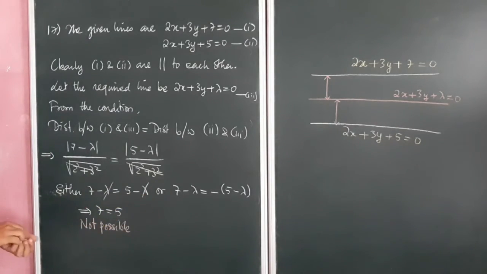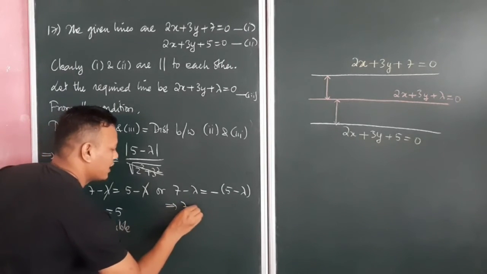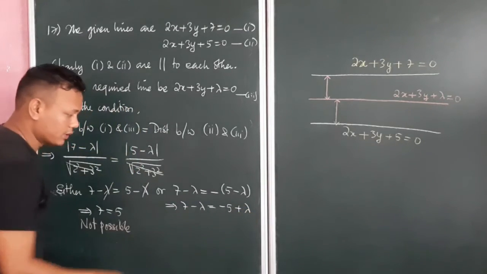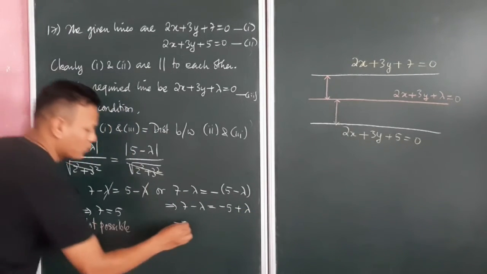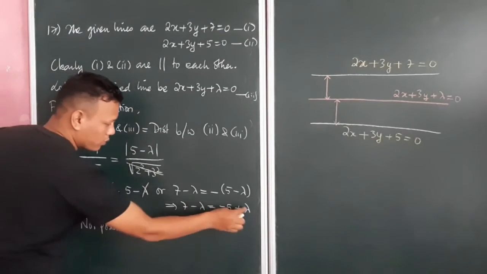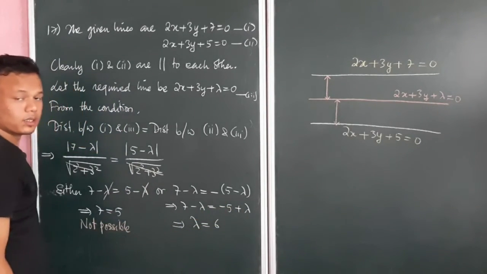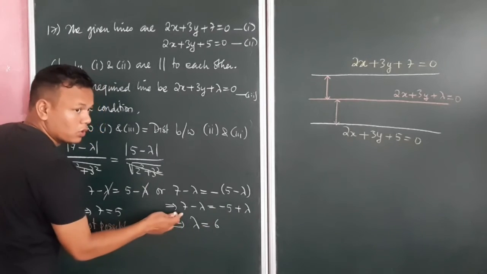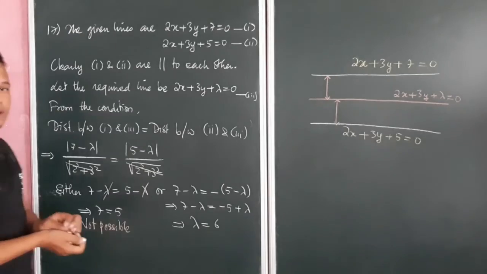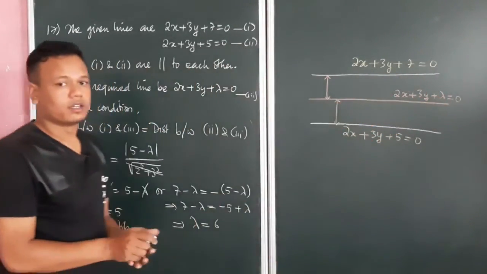Alright, so from here let's see what we get. This is 7 minus lambda, open up the bracket, and calculate the value of lambda. Lambda will turn out to be 6, I guess. This goes over there and becomes 2 lambda, and 7 plus 5 becomes 12. So 2 lambda equals 12, so lambda turns out to be 6. So we got the value of lambda. Let's put the value of lambda out here, and we'll get the required equation.